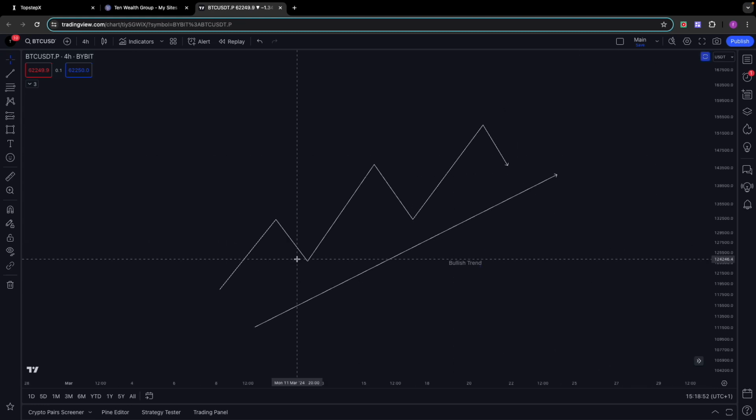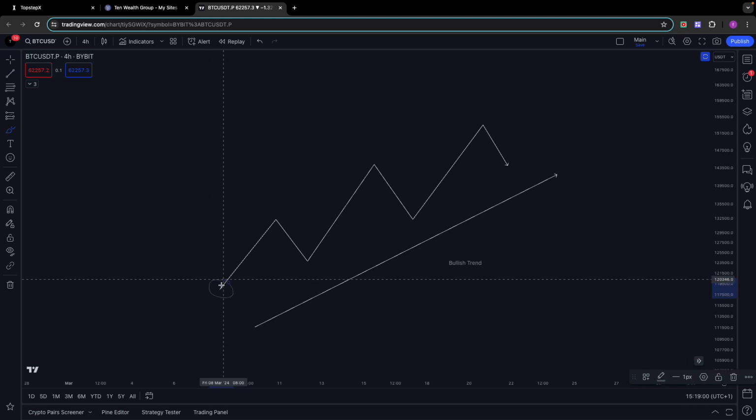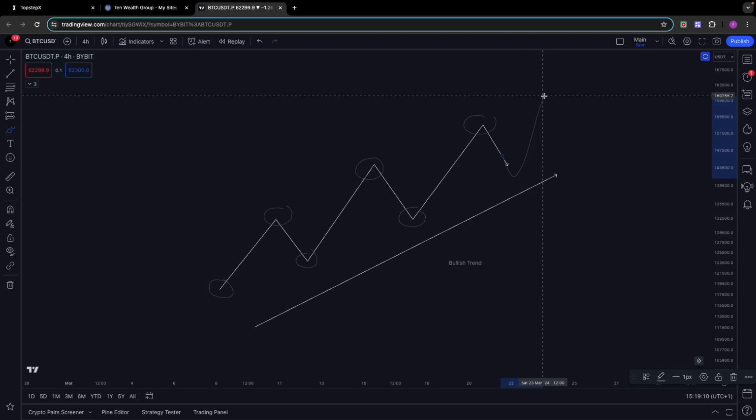In reverse, this would be a bearish trend, but this is a bullish trend. And what you can see right here, if I go and get my brush, is that we've got a low here, then we have a high, then we have a higher low, then we have a higher high, then we have a higher low, and then we have a higher high. And this would continue to be that kind of pattern, as you can see.